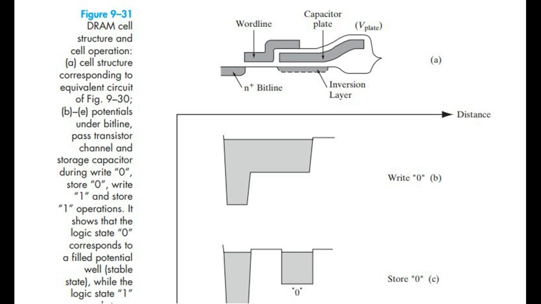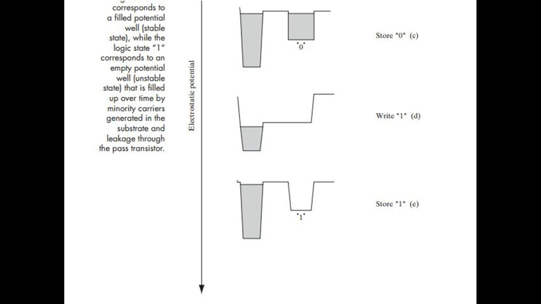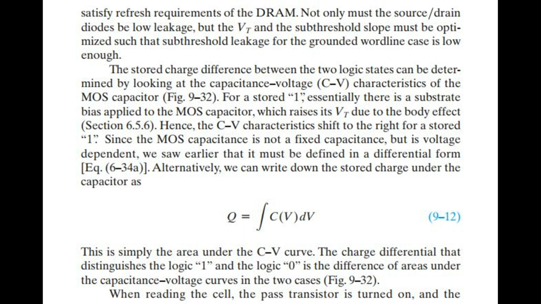It shows that the logic state 0 corresponds to a filled potential well, stable state, while the logic state 1 corresponds to an empty potential well, unstable state, that is filled up over time by minority carriers generated in the substrate and leakage through the pass transistor. Not only must the source/drain diodes be low leakage, but the threshold voltage and the subthreshold slope must be optimized such that subthreshold leakage for the grounded word line case is low enough.